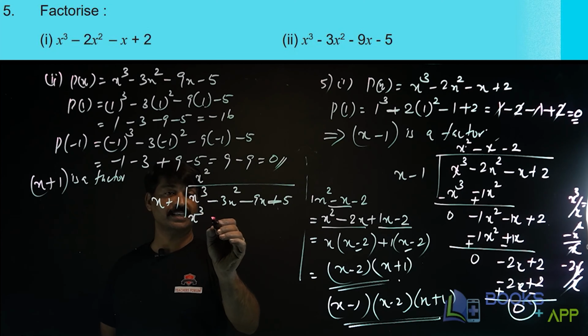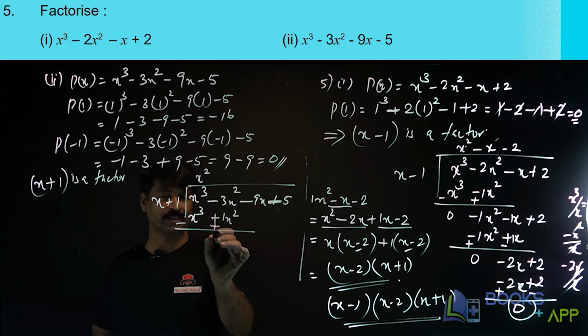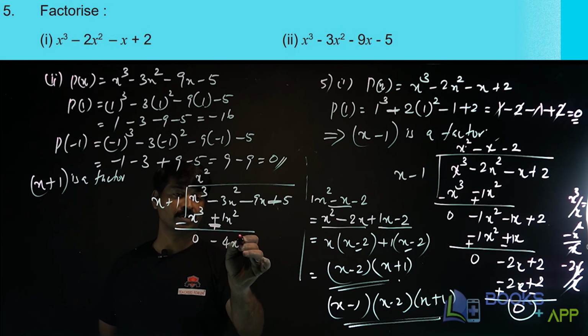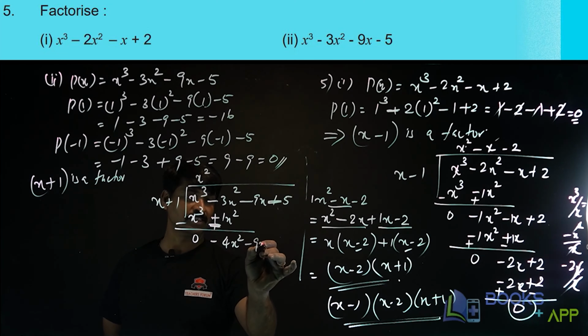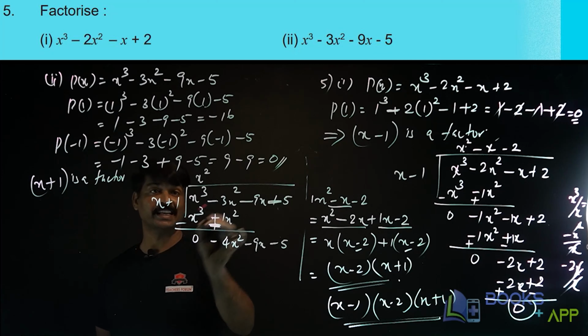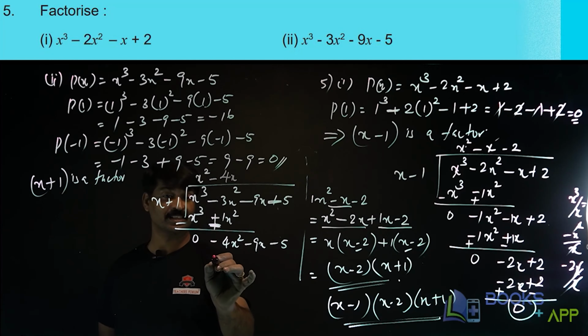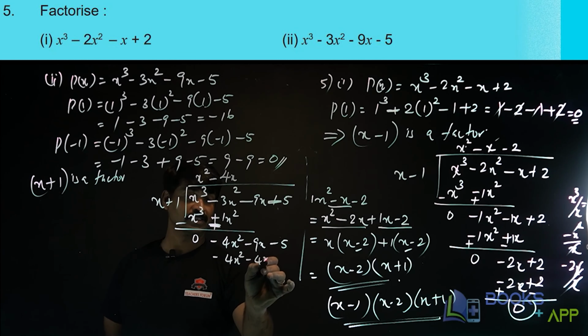x square into 1, that is 1x square. Subtract, it will become minus, it also becomes minus. So when you subtract, it will become 0. Minus 3x square minus 1x square, minus 4x square, because minus 3 minus 1, that is minus 4. Write down the next numbers, that is minus 9x minus 5. Now minus 4x square by x, what is the answer? Minus 4x. You see, what is minus 4x into x? Minus 4x square. Minus 4x into 1, that is minus 4x. Yes, change the symbol and you add.